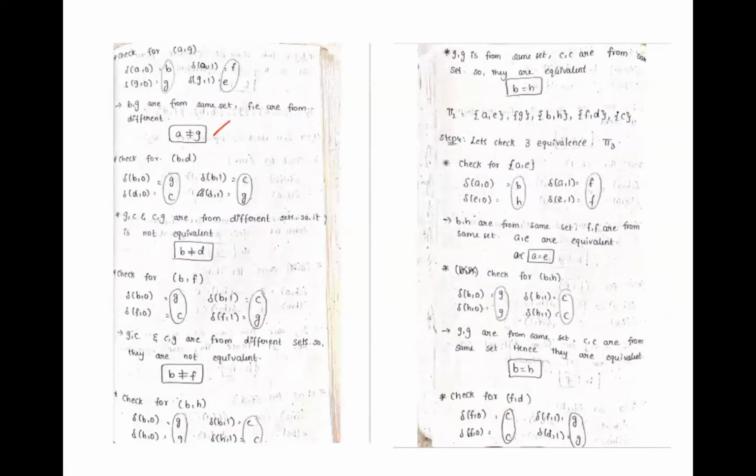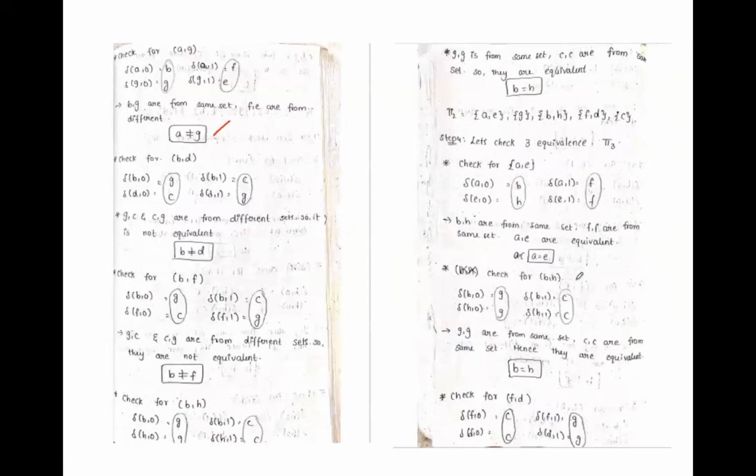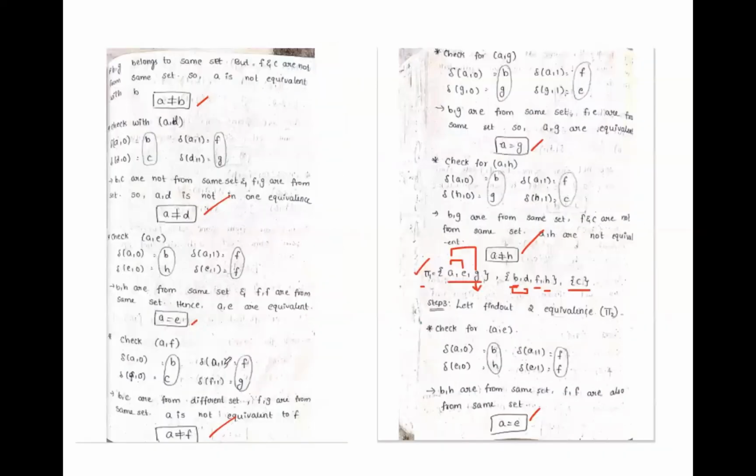So B and D: we got GC, CG. Here GC, C is a final state. It is present in a separate set. So B is not equivalent to D. Now if you take B comma F, for that also we got GC and CG only. So here also both are present in different sets. So B is not equivalent to F.